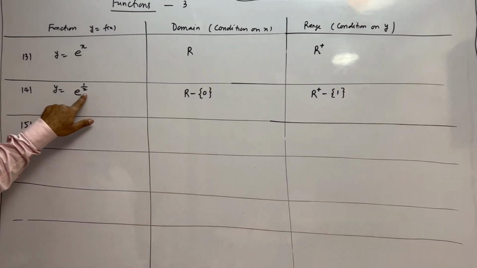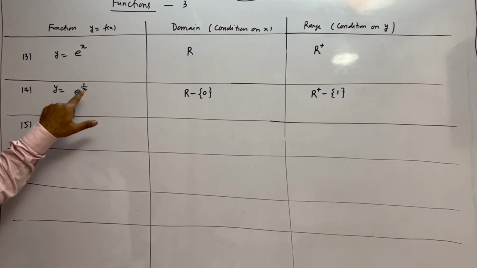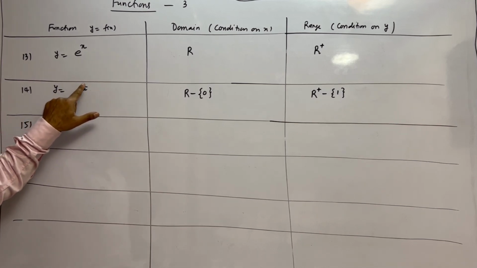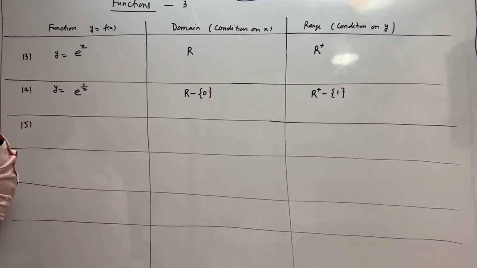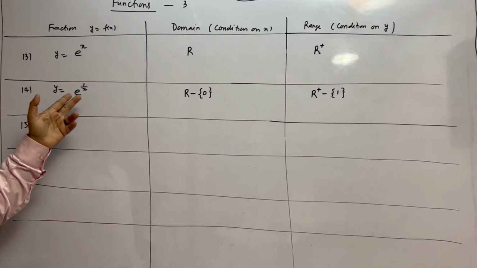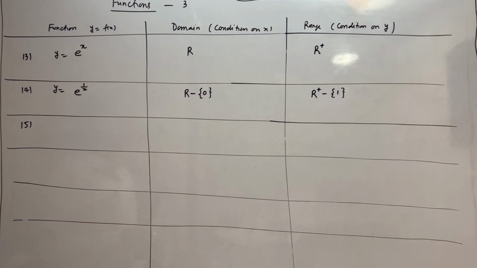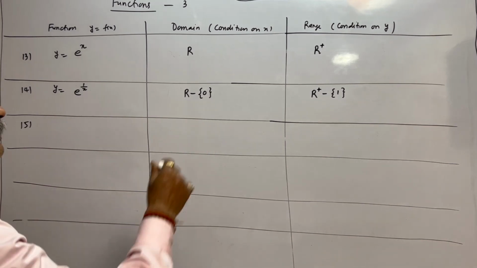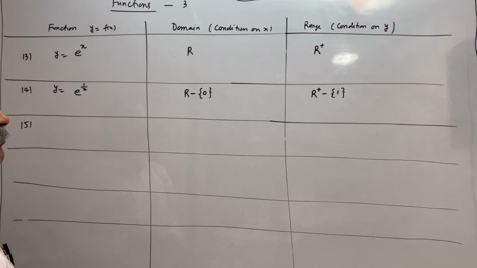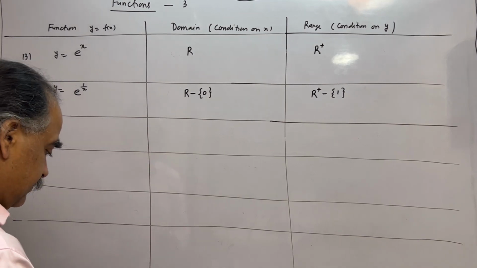Because 1 upon x, if x is 0, 1 upon x will be 0. Then e raised to 0 is what? 1. But 1 upon x will never be 0. It can never be 0. So it will be what? Positive real numbers except 1.